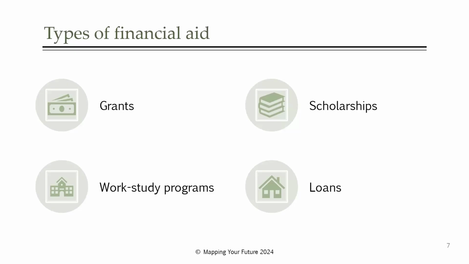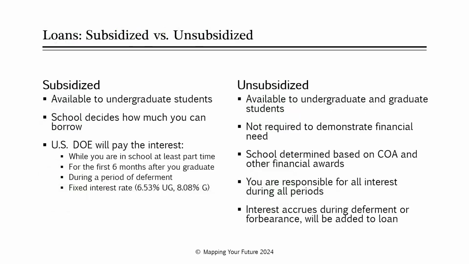So a little bit more about loans. There are two main types of loans. We have subsidized and unsubsidized. Subsidized loans are typically more available to undergraduate students, and the school decides how much you are allowed to borrow. These are the loans that I typically would recommend if you have to take out loans, as the U.S. Department of Education will pay the interest for them. But they only pay the interest while you are in school, at least part-time, for the first 6 months after you graduate, and during a period of deferment.